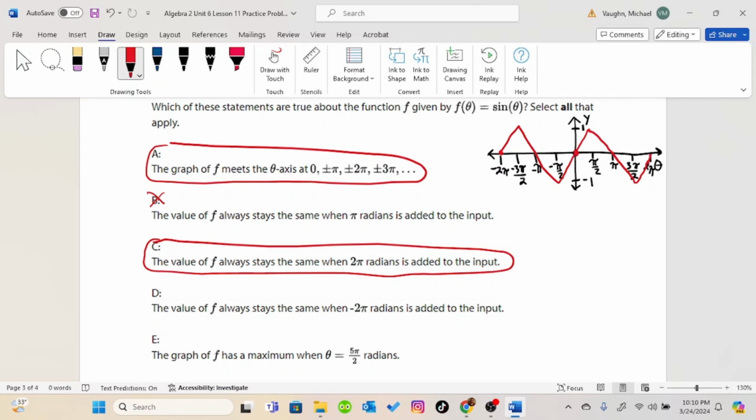Choice D. The value of f always stays the same when negative 2 pi radians is added to the input. Well, this is the same thing, only now you're going from right to left on this graph, or you're going clockwise on the unit circle. You are still saying the period is 2 pi or the period is negative 2 pi. They both result in you being at the same point again with the same value, so D is also correct.